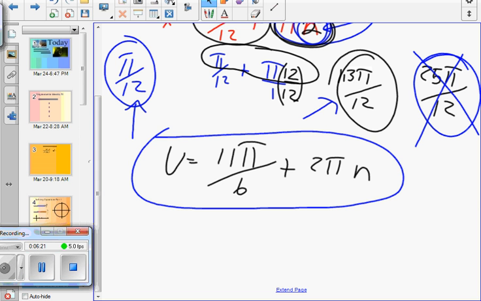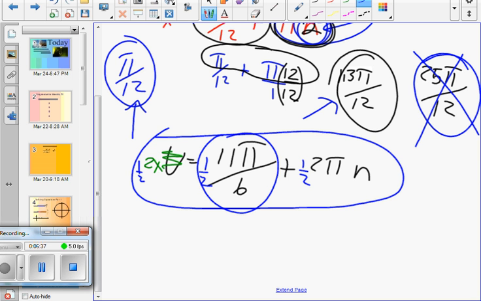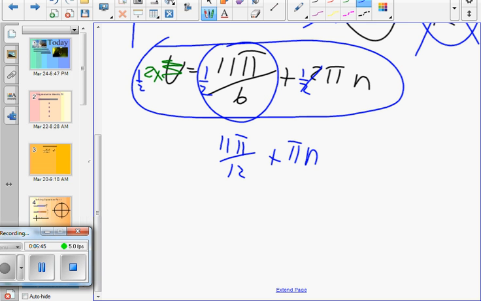Go. All right, so here's what you should have done. You should have said u is really 2x because you do a u substitution in that type of problem. And now 2x equals all that. Well, I got to get x alone. I multiply by 1/2. 1/2 here and 1/2 here. And this becomes 11 pi over 12 plus, and the 2's cancel, pi n. That would have been a good answer if they wanted all answers.